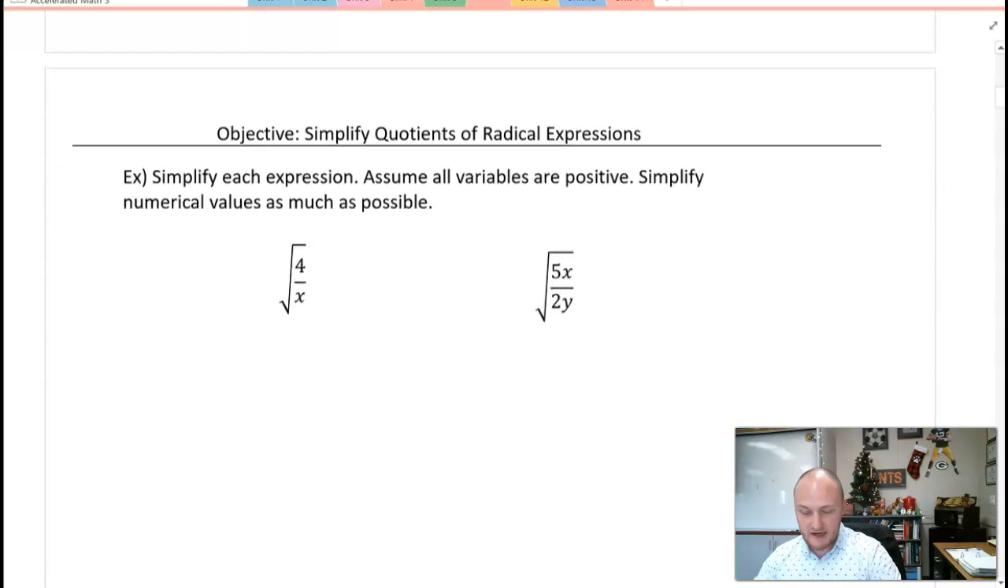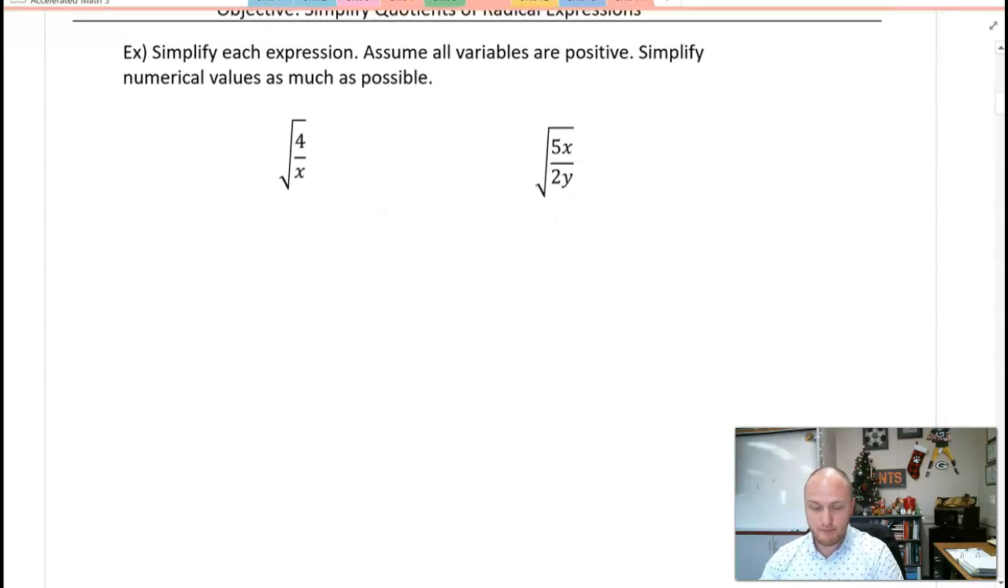All right, so let's look at some examples. We're asked to simplify each expression, assume that all of the variables are positive, and simplify numerical values as much as possible. So I'm just going to split my quotient. So I have the square root of 4 over the square root of x. And square root of 4, that happens to be 2. So I have 2 over the square root of x.